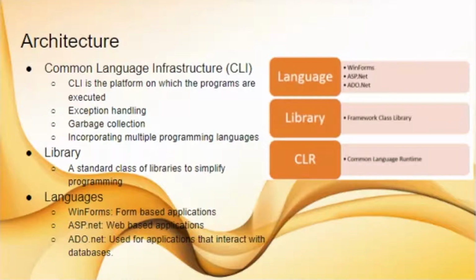The different application types all then can call from .NET's library of methods and functions, which makes up the second main section of .NET. Lastly, there's the Common Language Runtime, which is really the powerhouse of the framework. The CLR runs on the Common Language Infrastructure, also known as CLI for .NET. The CLI is the platform on which all applications are executed. It deals with exception handling, garbage collection, and is where different programming languages are incorporated into the framework.